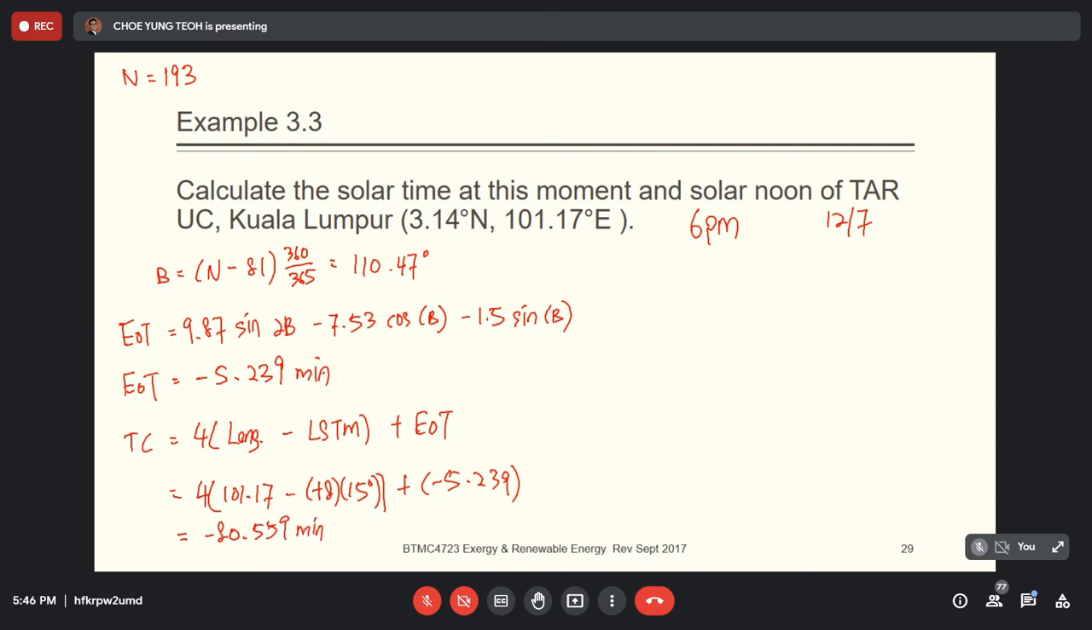So you can see that the difference between the solar time and the local time is 80 minutes. Quite a lot. Now you can calculate the local solar time. Local solar time equal to local time plus TC over 60. Local time is 6 p.m., so I put 18 plus TC, which is negative 80.559, over 60.